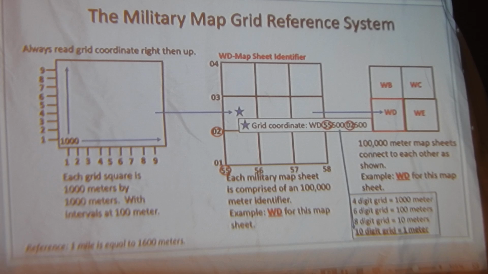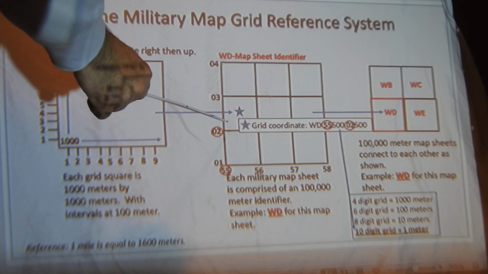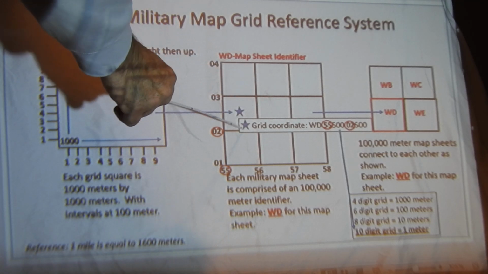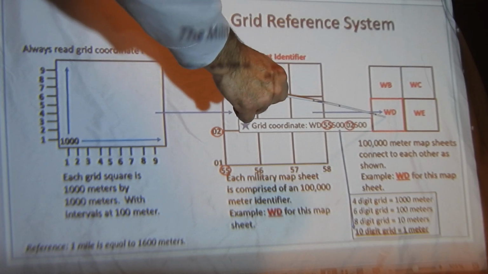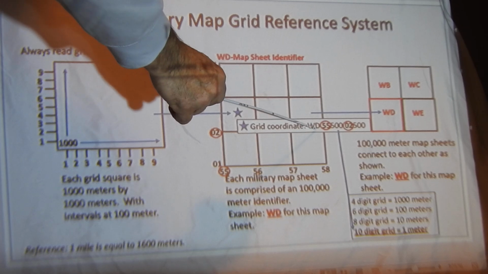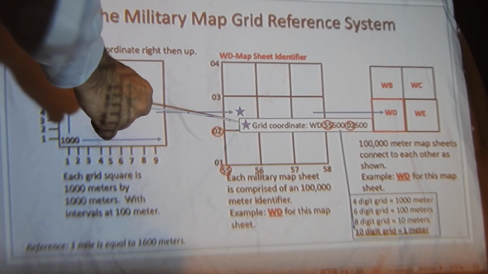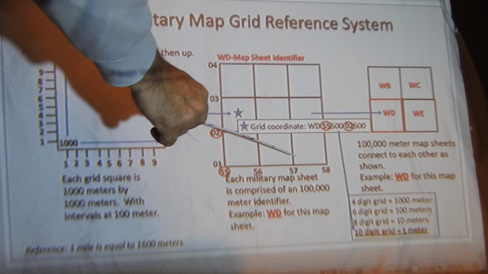And again, when you're talking about the globe, you're talking about a grid system, and the military grid reference system was fitted on the globe. Remember when I talked about earlier, these grid squares are 1,000 meters by 1,000 meters square. There's a 100,000 meter grid square identifier, which for this example is Whiskey Delta, or WD. So it's notated right here. And then read military maps right and then up.